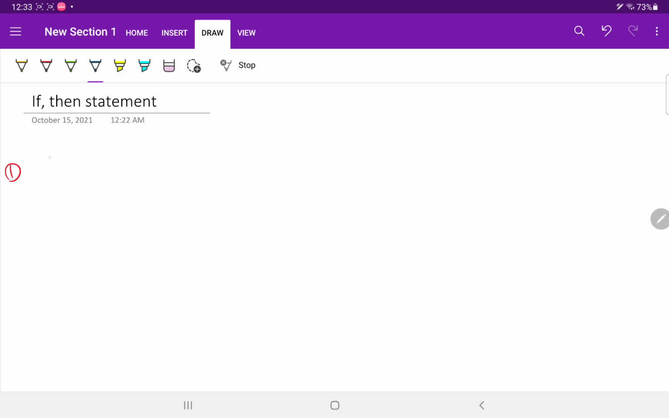Let's, for example, say if x is a dog, I like dog, then x is an animal. We call this an if statement for obvious reasons, right? It starts with the if, then.